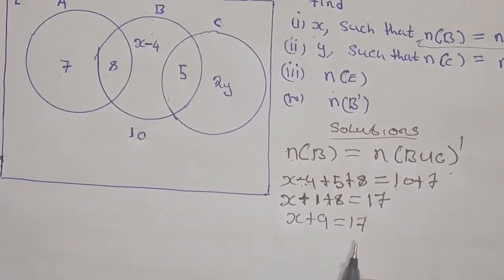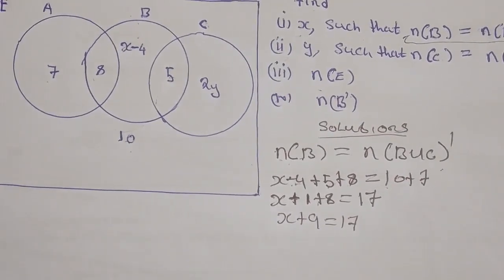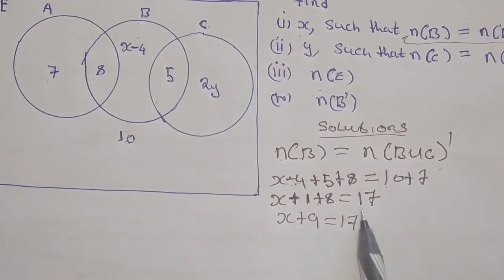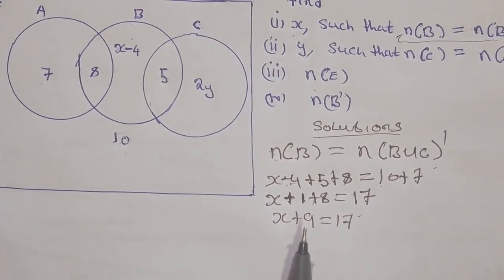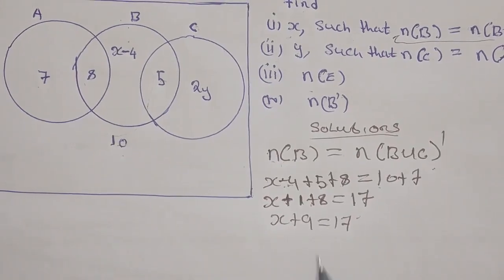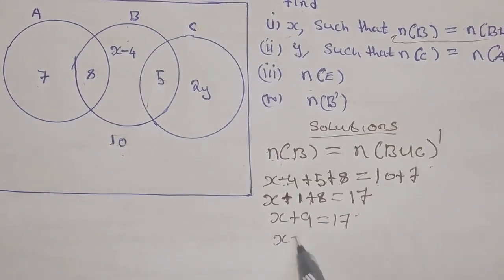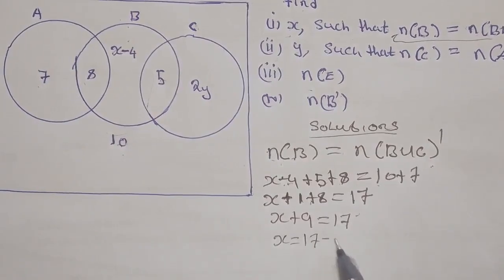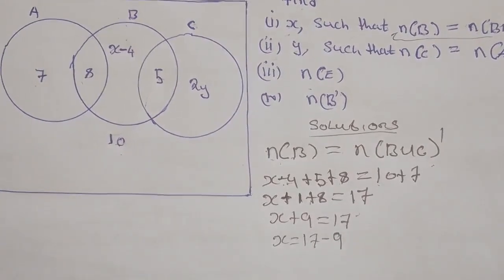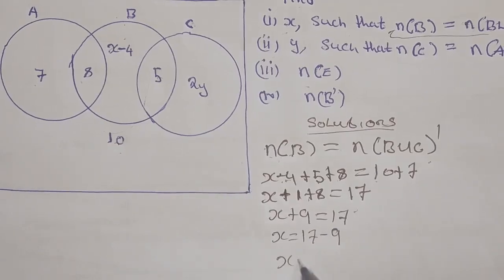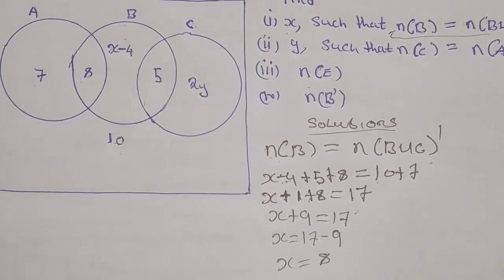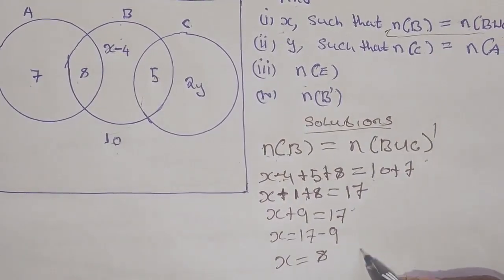Then we just collect the like terms. We take 9 to this side, and when a number crosses the equal sign, its sign changes. So x is equal to 17 minus 9. 17 minus 9 will give you 8. So x is equal to 8. This is the value of x, and this is 2 marks.